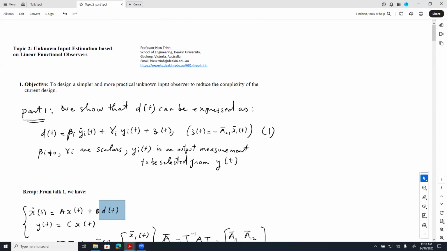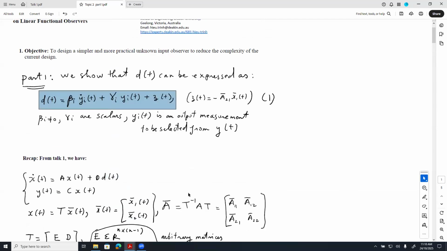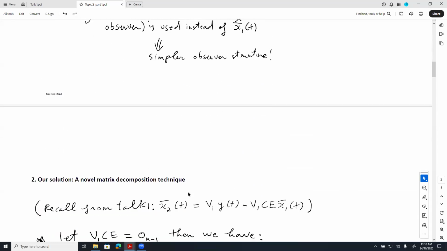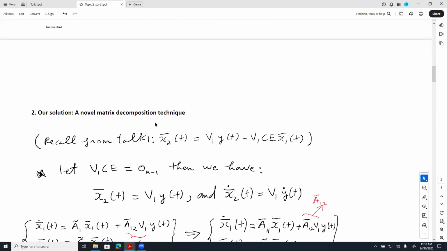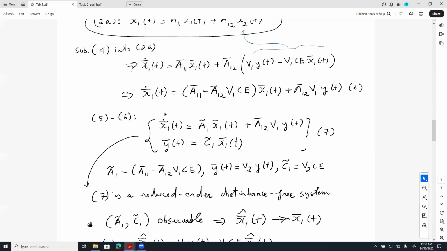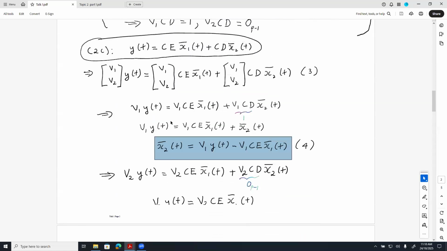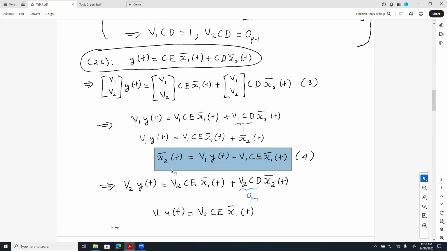So let's focus on how to achieve this decomposition. Let us recall from the previous talk, where we showed the decomposition and obtained an expression where we can express x2 bar of t in terms of y of t and the vector x1 bar of t. So that's where it came from in our previous talk.